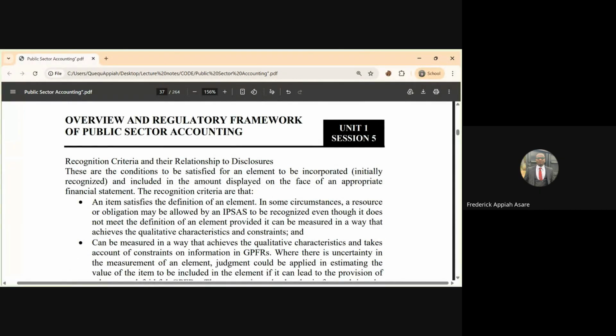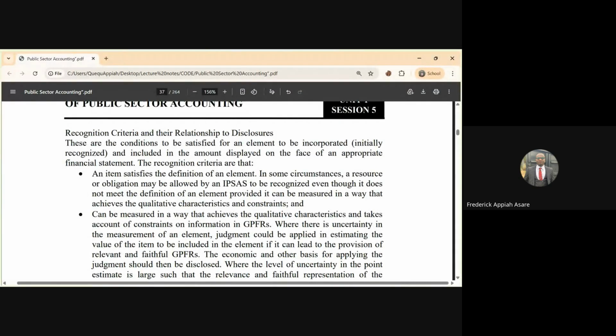Now, recognition criteria and their relationship to disclosure. Yes, no, it isn't being recorded. Okay, yeah, they are recording it.